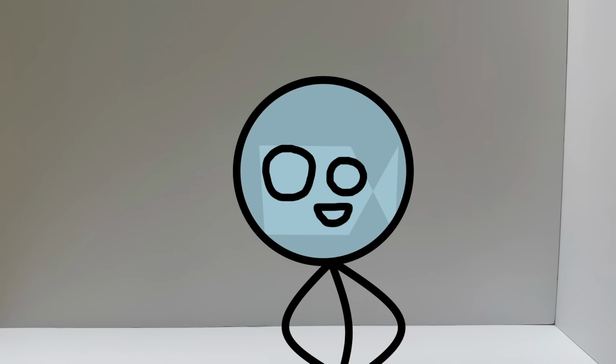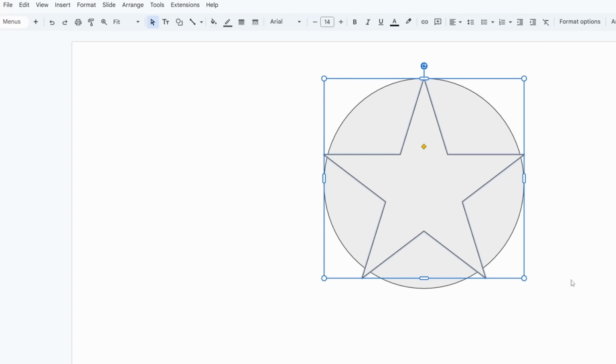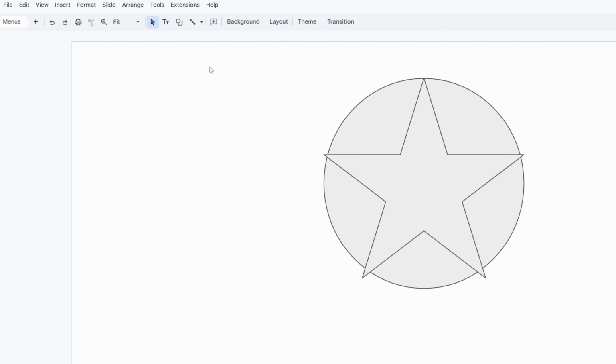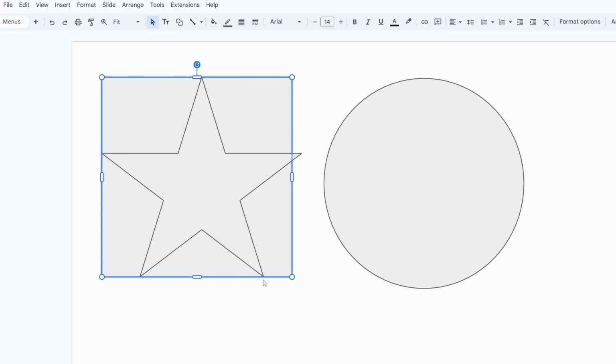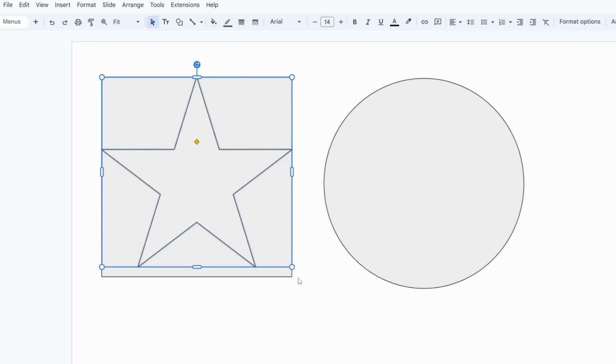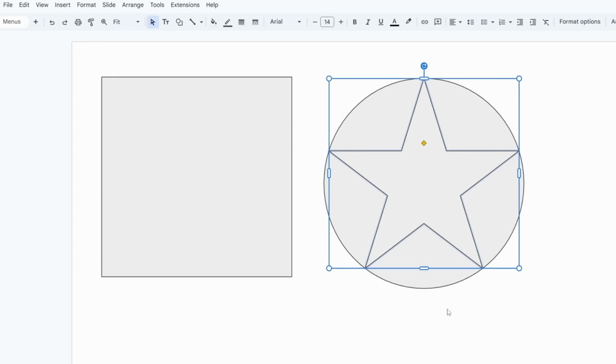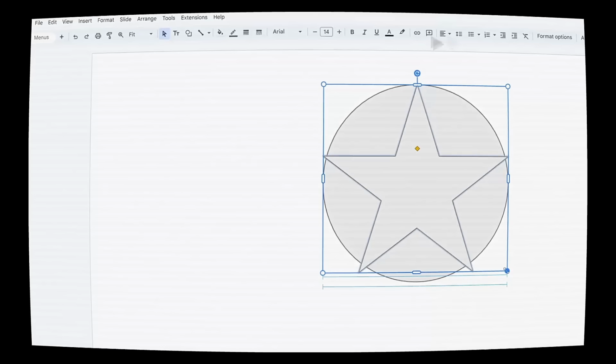Okay, I found a way to make the star and it actually looks like magic. Step 1, have a star as wide as the circle. Step 2, draw a square as tall as the star. So the star should be poking out from the square a little. Step 3, resize the star so it is as wide as the square. And that's it. Move the star back onto the circle and it's suddenly perfect. Magic!